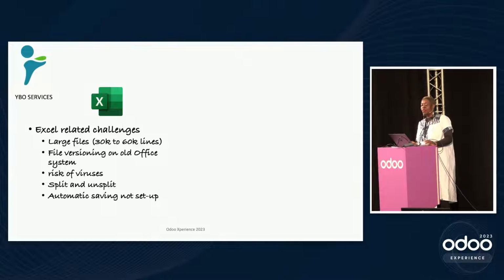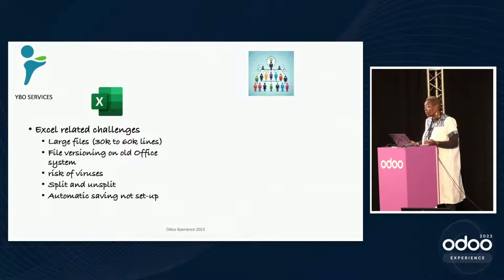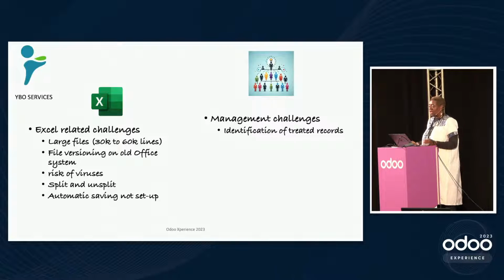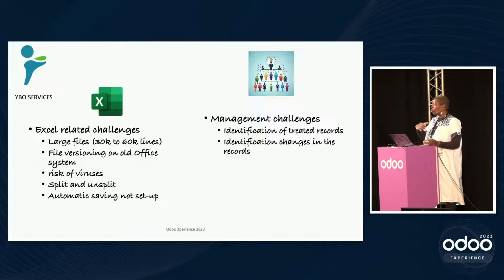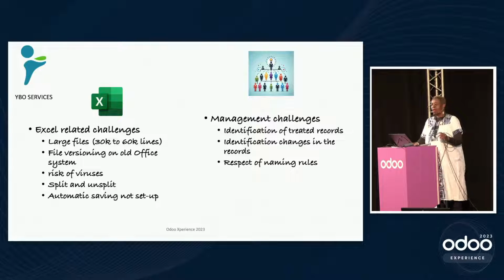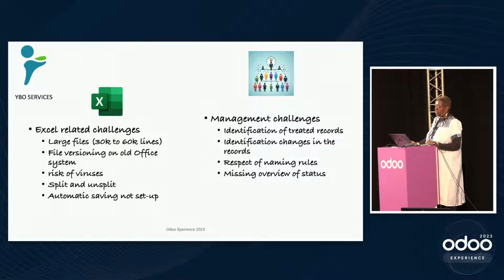Then we had something that we did not really expect: a lot of management issues. The management issues were the identification of what has been done and what has not been done. Everybody received an Excel file with maybe 10,000 records on it, and we never knew when you were finished or not finished. We had issues where people worked twice on the same file. We had issues where somebody forgot to save the Excel file, and therefore all the work was lost.